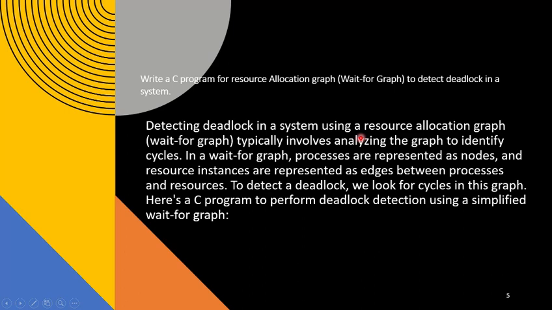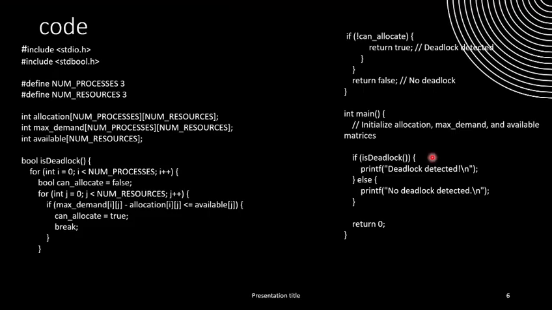In a wait-for graph, processes are represented as nodes. In a wait-for graph, this is a special type of graph. In this graph, we show processes as nodes, I mean to say that processes are represented as nodes and resource instances are represented as edges. Okay, now we continue to the C program for this.